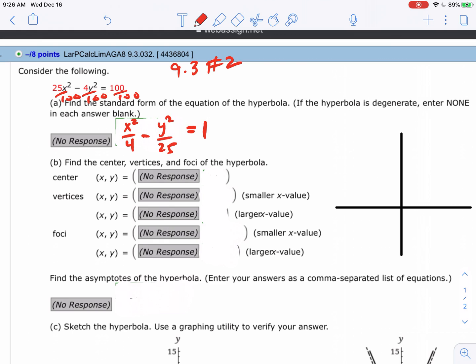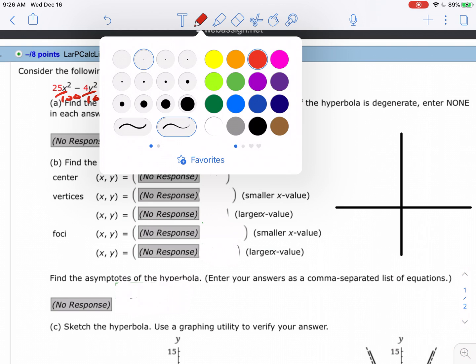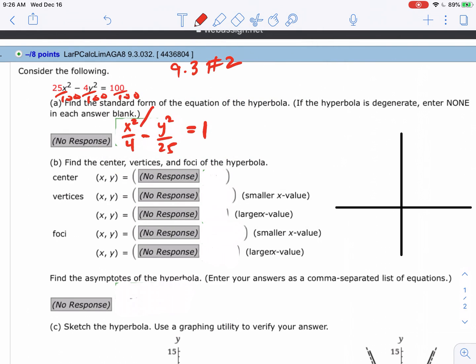And then I need to find the center. And again, just like our previous problem, there's no numbers with the x squared or y squared. And so I know my center is at 0, 0. So I'm going to label them on the graph, and depending on what your numbers are, you can type them in.